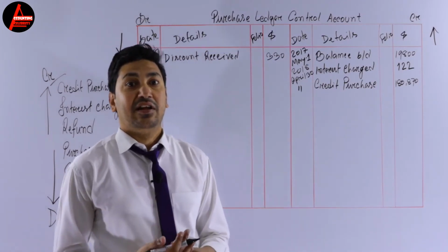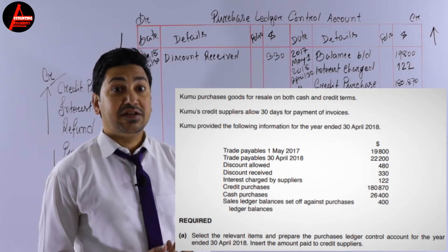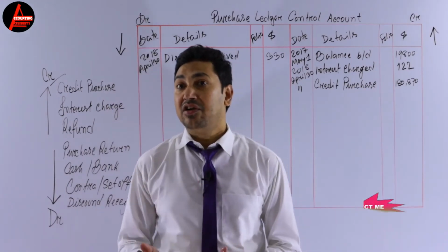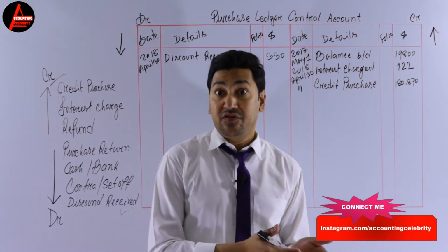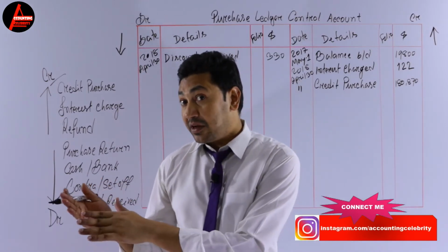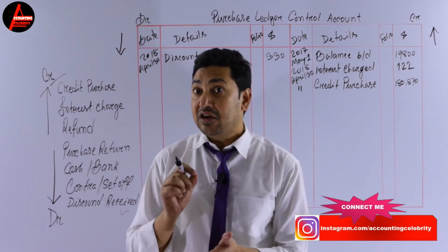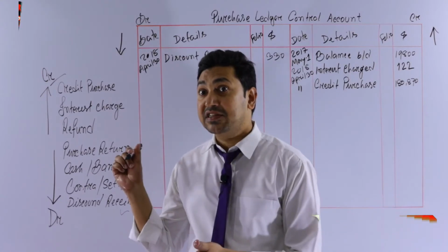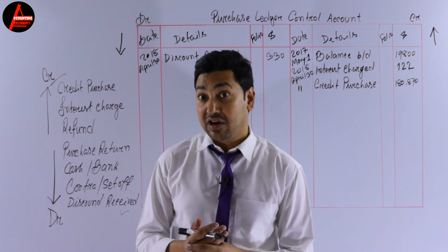Very good. Then the next one, sales ledger balance set off against purchases ledger balance. Set off and contra, these two terms are the same. Sometimes set off will be written, sometimes contra. Whichever is written, just remember that contra or set off will be recorded in the debit side of the purchase ledger control account, and in the credit side of the sales ledger control account.